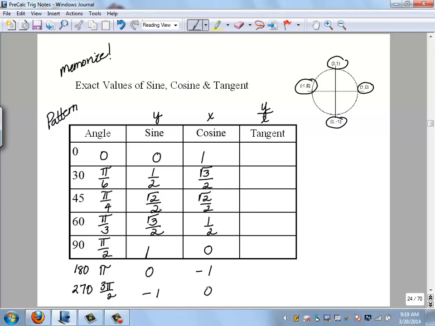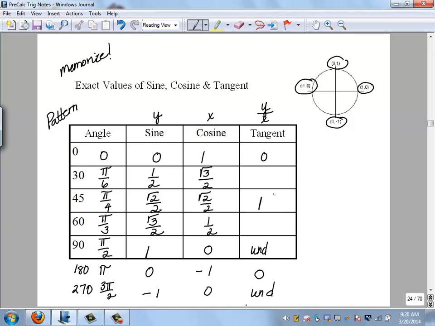Now tangent is y divided by x, so 0 divided by 1 is 0. Let's skip down to this one. Radical 2 over 2 divided by radical 2 over 2 is 1. 1 divided by 0 is undefined. We'll just write UND, but it's undefined because you can't divide by 0. 0 divided by negative 1 is 0, and negative 1 divided by 0 is also undefined. Now I didn't put 360 here because 360 would be, of course, the same as 0.